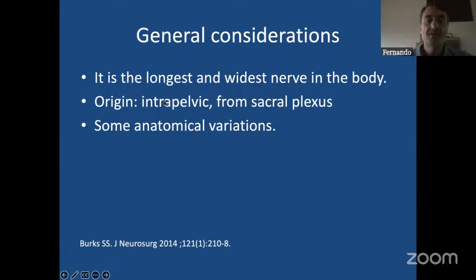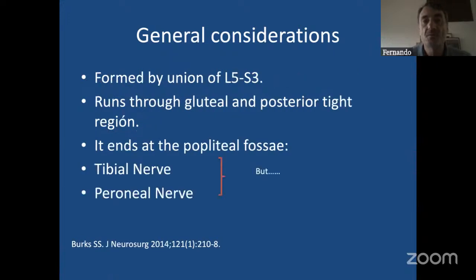It originates in the intrapelvic region from the sacral plexus. It goes in the gluteal region and travels in the posterior aspect of the thigh, ending in the popliteal fossa. And in this long trajectory, the nerve has some anatomical variations.